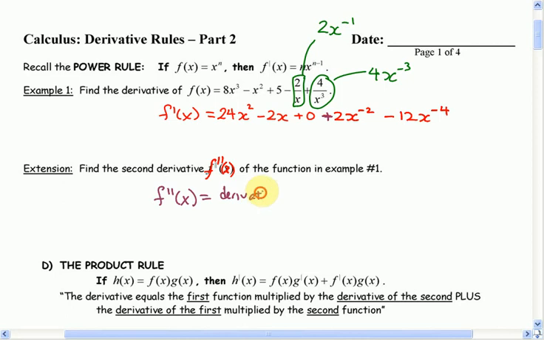Okay, so if I ask you now for the second derivative, that just means take the derivative of f prime of x. So the derivative of the derivative. So let's do this one more time. 24x squared, the derivative of that is just 48x. And then the derivative of negative 2x is just minus 2.